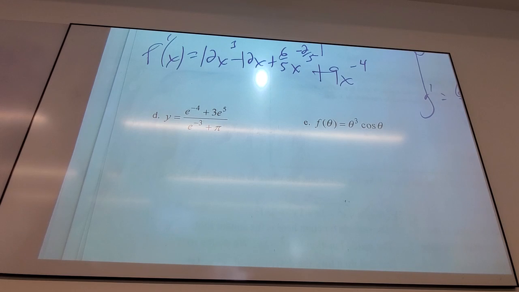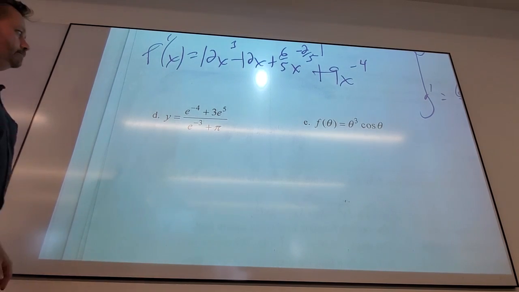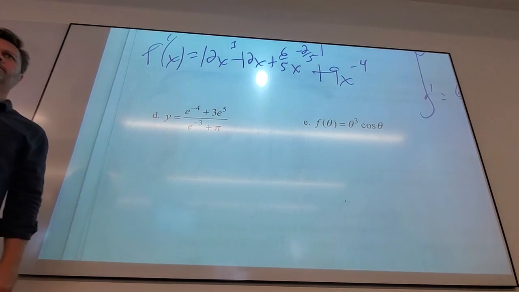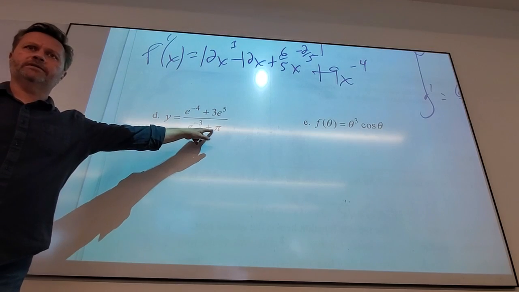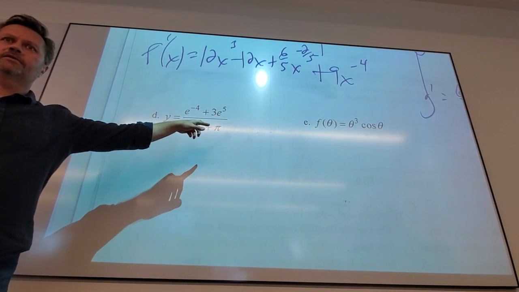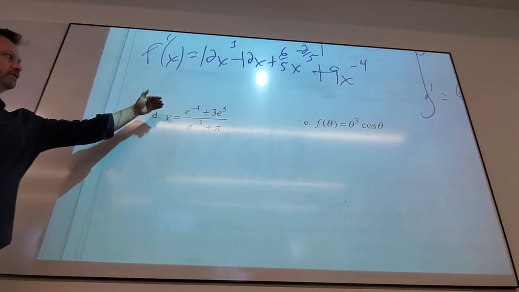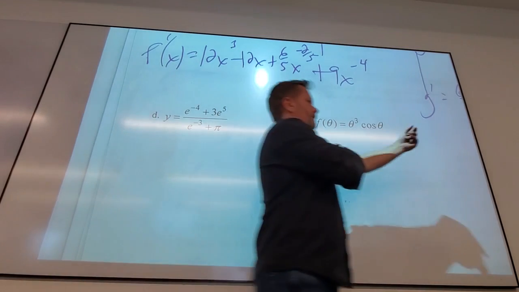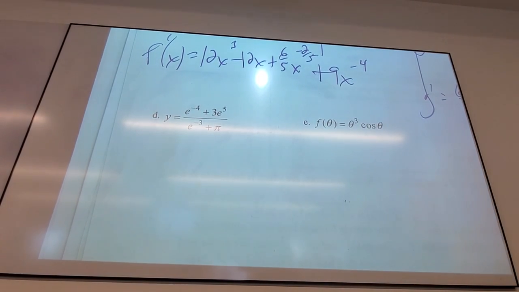Wouldn't that be an indeterminate form? No, because it's not a limit. There's no limits. You can't do 0 over 0. It's not 0 over 0, because pi is a constant.